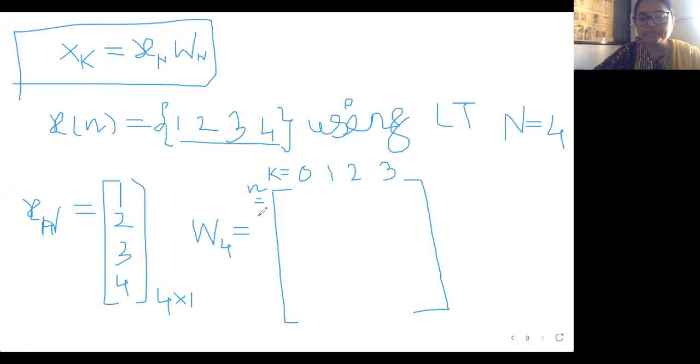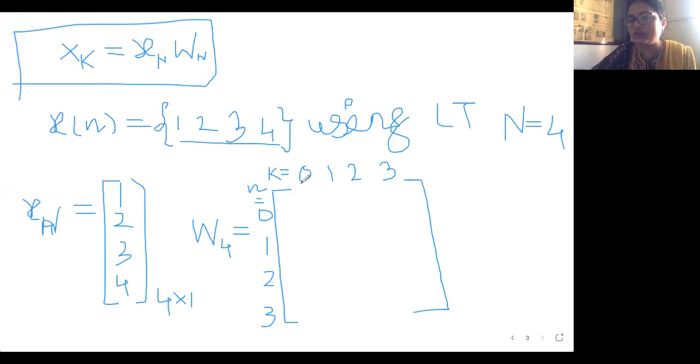0 to 3. Right. So this is going to be 0, 1, 2 and 3. Right? This is going to be 0, 1, 2 and 3. So what will be the elements now? Tell me the first element. Keep in mind, first row and first column is always equal to W raised to 0.